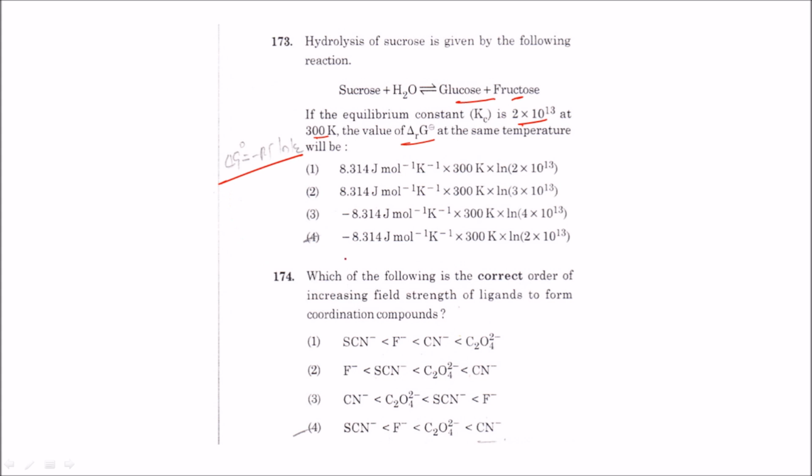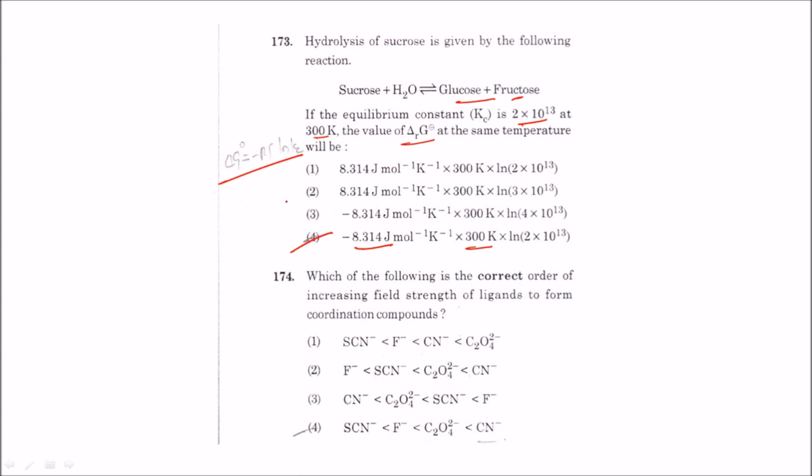So just see the expressions given here. Minus R, 8.314, temperature is 300 Kelvin, ln of Kc. Kc value is given as 2 into 10 to the power 13. So minus RT ln Kc, the right option for this question will be fourth option.